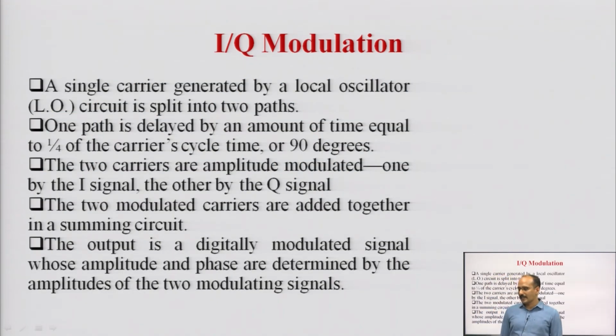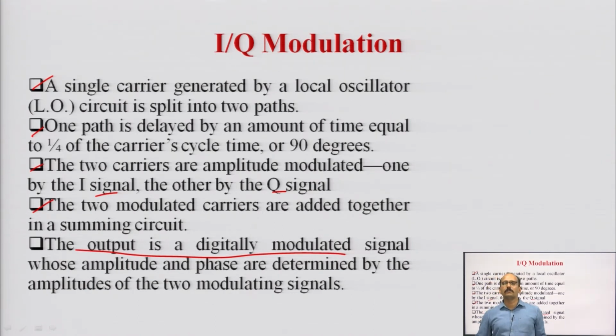So, by this IQ modulation scheme you can understand that a single carrier is generated by a local oscillator, and one path is delayed by an amount of time equal to 1/4 of the carrier period, that is why it is about 90 degree. The two carriers are amplitude modulated, one by the I signal and the other by the Q signal. Then the two modulated carriers are added together in the summing circuit, and the output is a digitally modulated signal whose amplitude and phase are determined by the amplitudes of the two modulating signals.